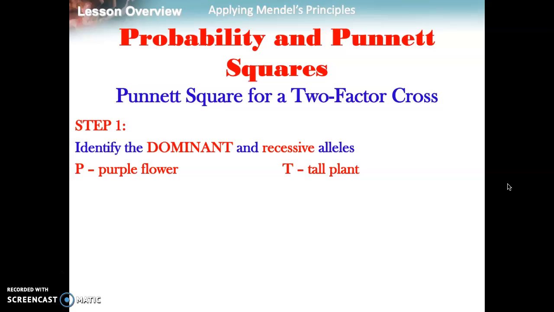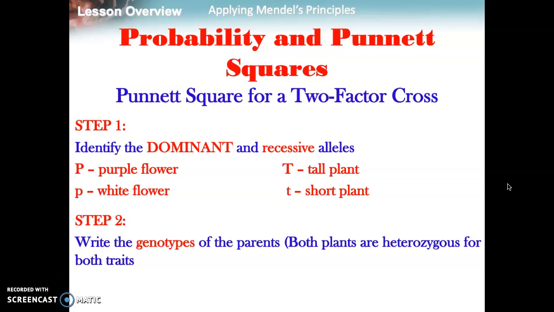Okay, so what we are going to do is look at flower color and stem length. So we have to have a letter for flower color. In this case, I chose P because P, purple. Purple is the dominant trait in flower color here, especially when dealing with pea plants. And I chose the letter T because tall is the dominant trait in pea plants over short. So again, instead of dealing with 2 letters, capital and lowercase, we're going to deal with 4 letters: 2 capital letters, 2 lowercase letters. That is step 1.